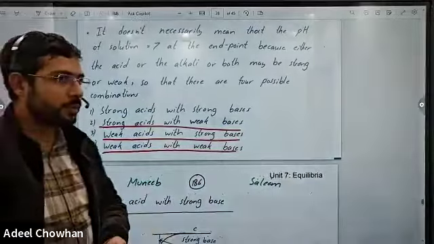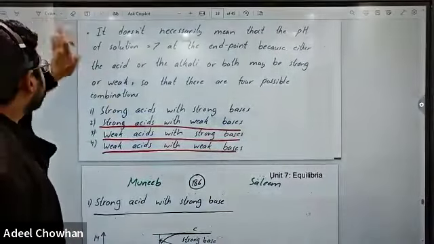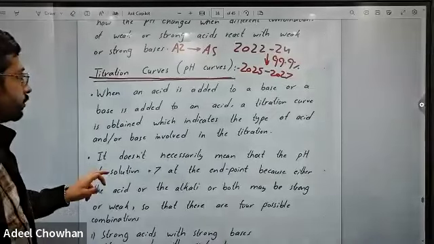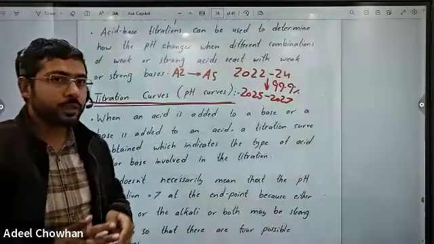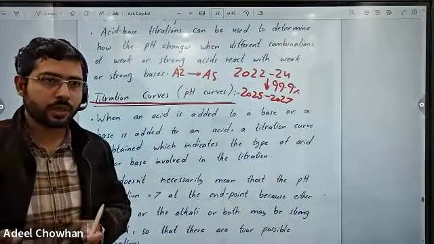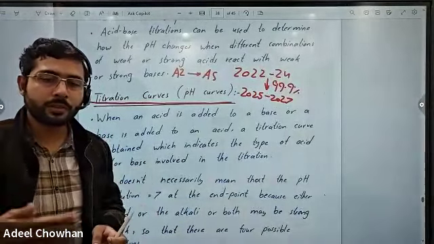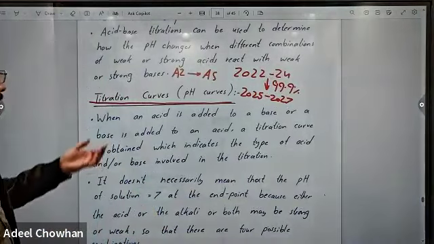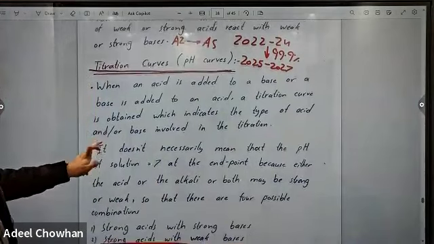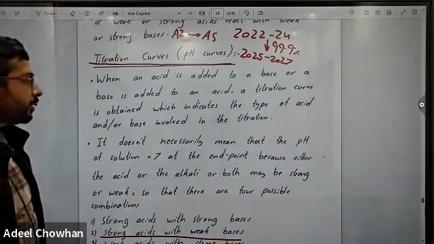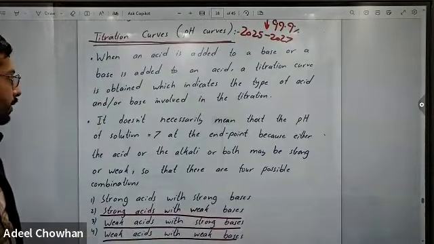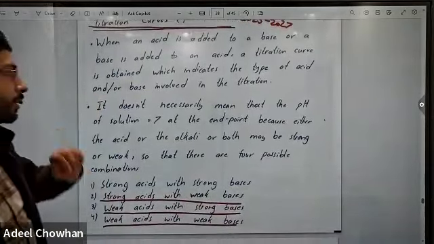So titration is basically the practical experiment which the students do in the laboratory. And we will then plot those pH values on a graph to check how the pH values are varying. Okay, here titration curve. When an acid is added to a base or a base is added to an acid, a titration curve is obtained which indicates the type of the acid and/or base involved in the titration.